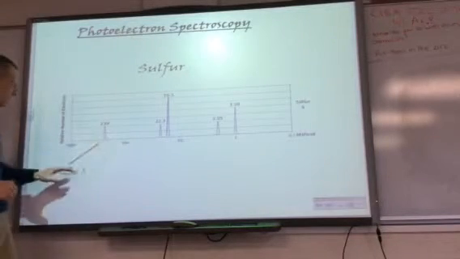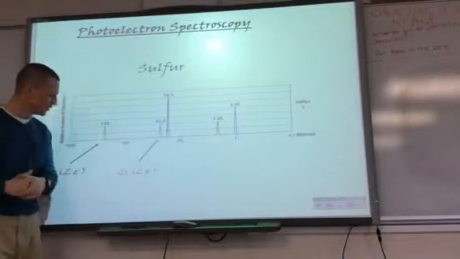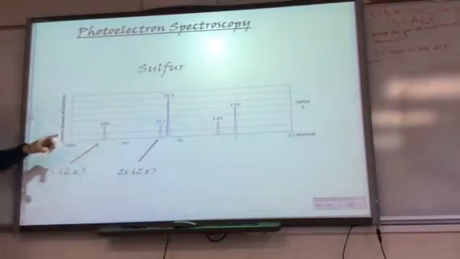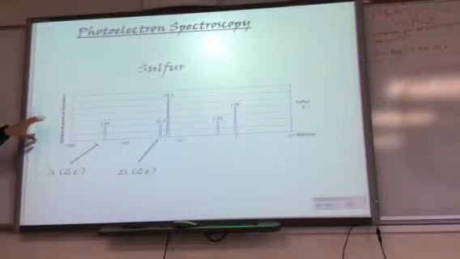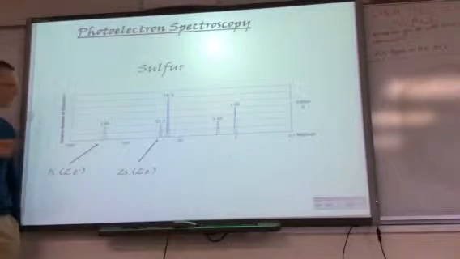So this peak would be the 1s electrons. This peak, which I have kind of hidden down here, is the 2s electrons. And by the way, notice the y-axis. The y-axis says the relative number of electrons that are coming off. So you can use this to actually identify an element.